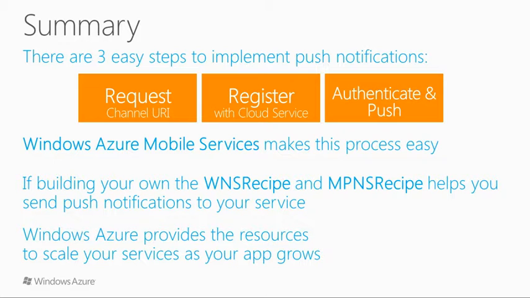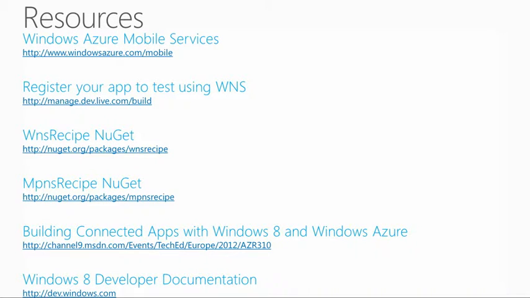If you're building your own, the WNS recipe and MPNS recipe NuGets help for Win8 and WinPhone. And lastly, Azure will provide those resources to scale as your app grows.